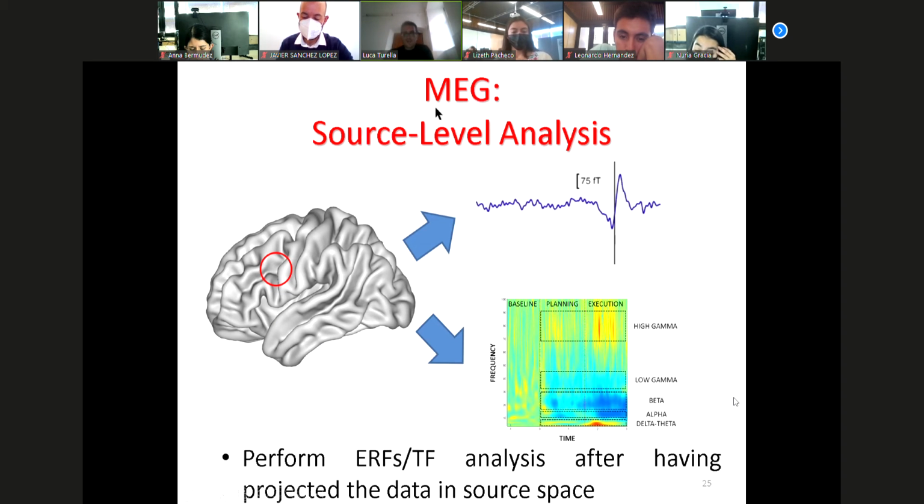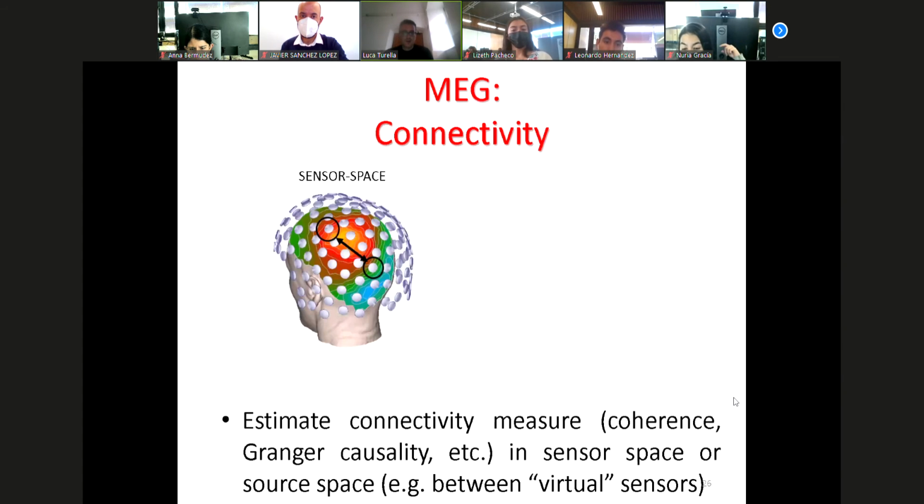So the advantage of MEG with respect to EEG, and we will see this later on, is that MEG is much more powerful in this because the signal that it records is basically not distorted by the brain, whereas EEG, so the electrical signal, is distorted when it is recorded at the sensor level. And we will see this later on.